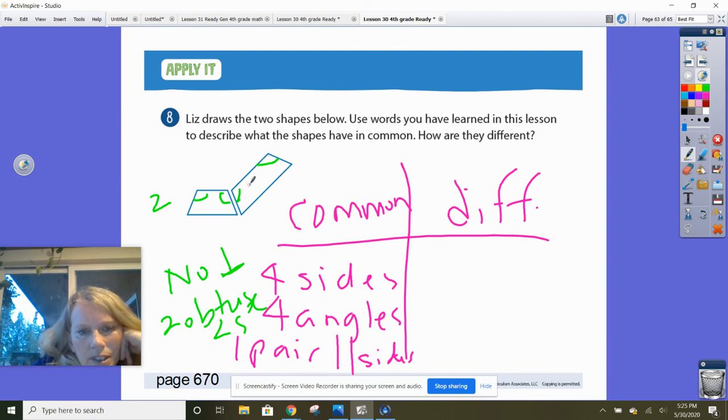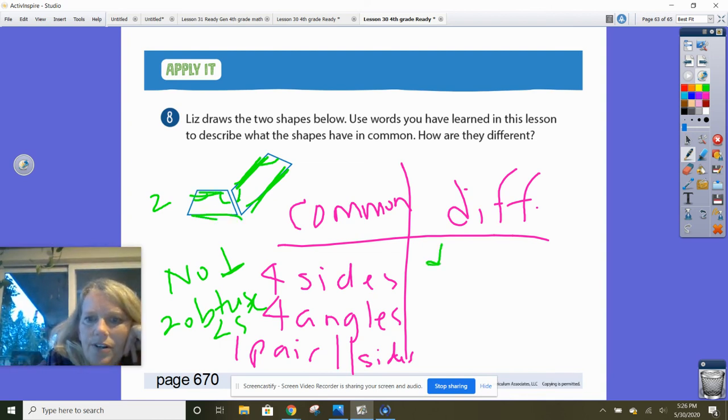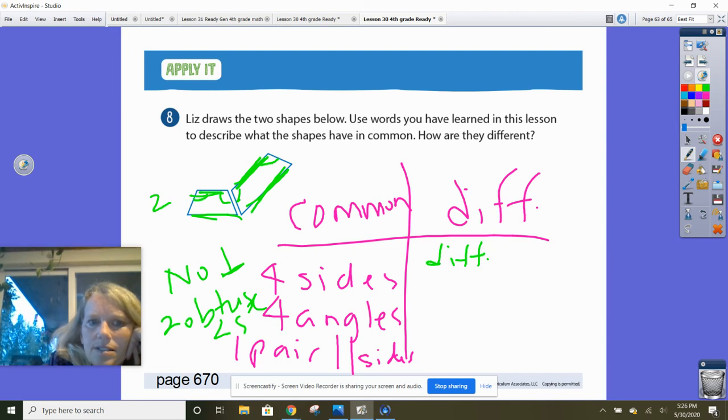What's different? This one is long. This one has longer line segments. So they have different line segment lengths.